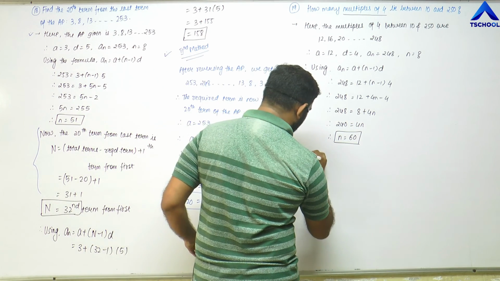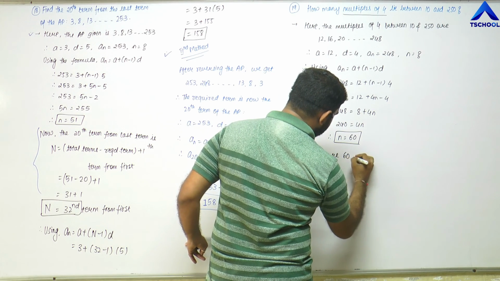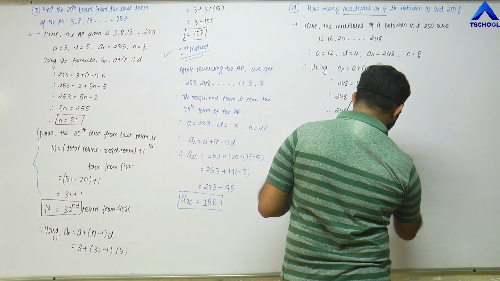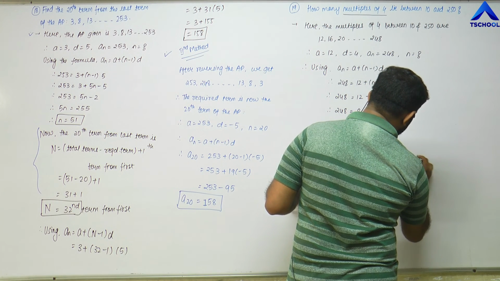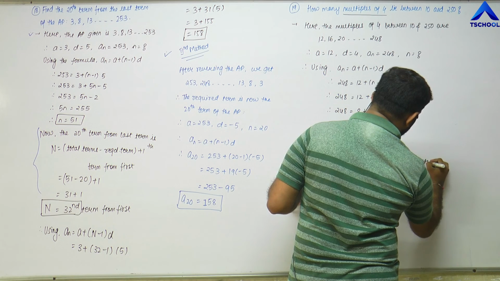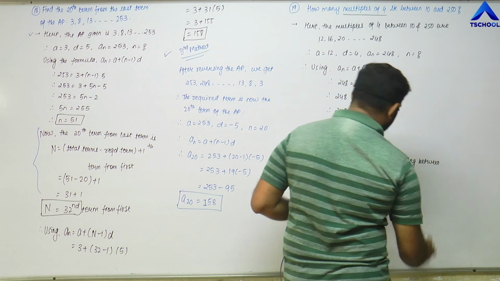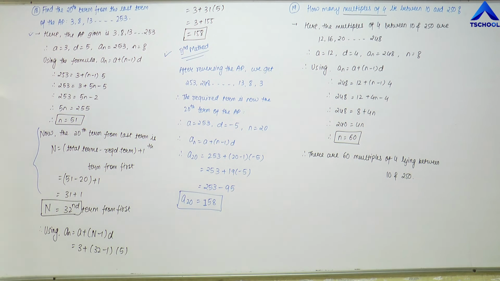So, there are 60 multiples of 4 lying between 10 and 250. Right? How many multiples are there? There are 60 multiples of 4 lying in between 10 and 250. Is it clear? So that is the answer.